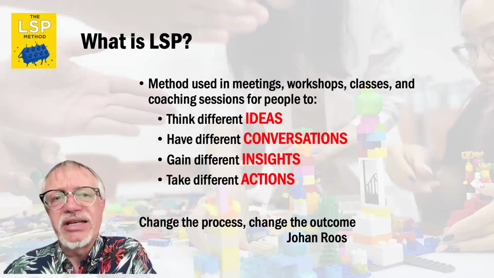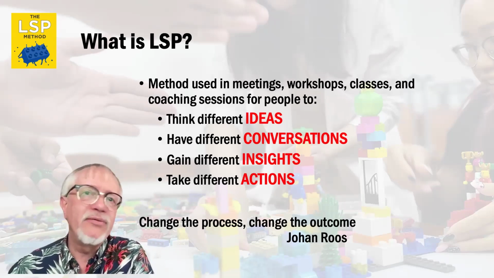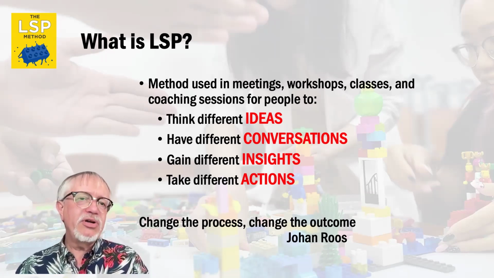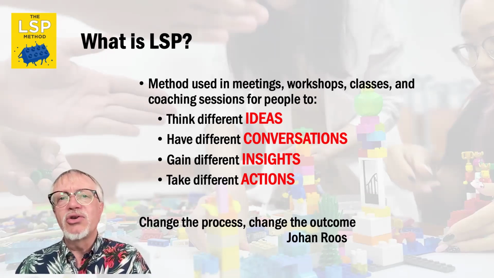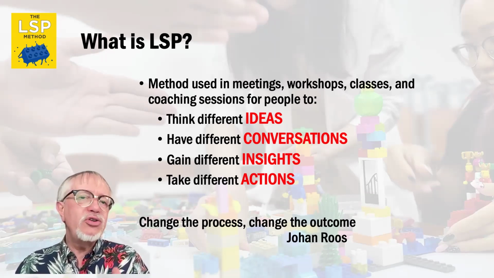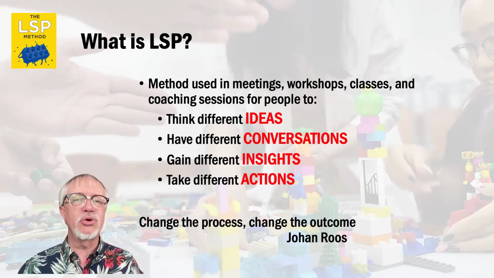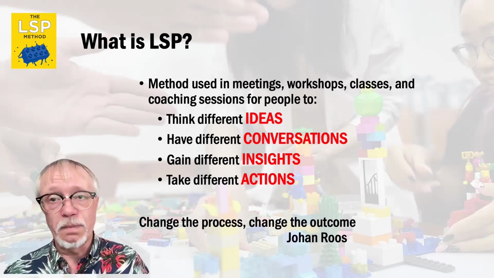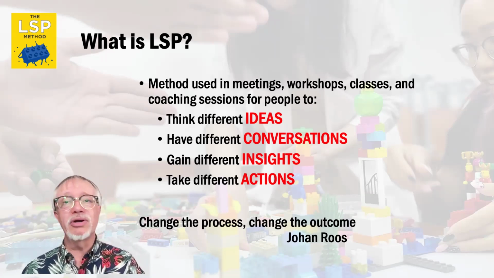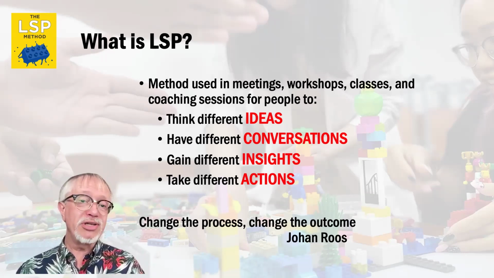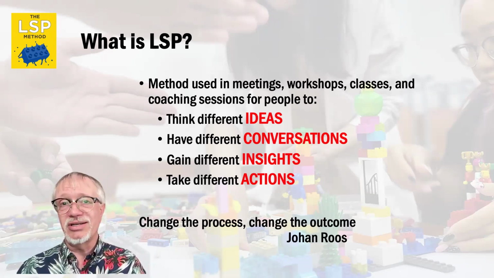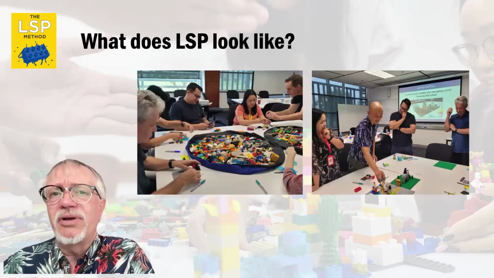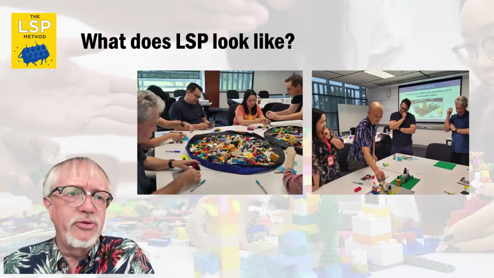Another way of looking at it, and this is coming from Michael Fearn, LSP method out of Australia, is that this is where you're able to think different ideas. You're changing your conversations. You're gaining new, different insights as a result. And because of this, you're able to take different actions. Another way of putting it, going back to one of the originators of Lego Serious Play: you change the process and then you change the outcome. This is why it's such a powerful tool.